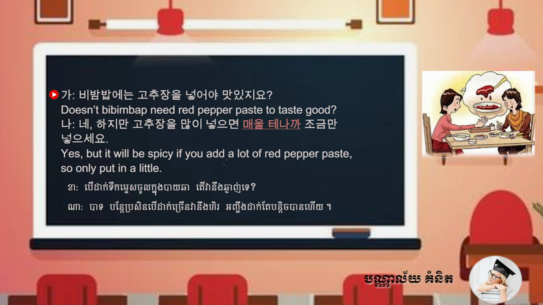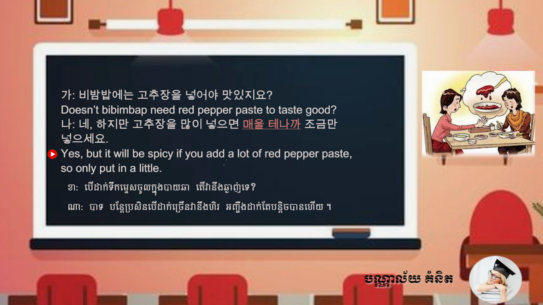A asks: 비빔밥에는 고추장을 넣어야 맛있지요. Doesn't bibimbap need red pepper paste to taste good? B answers: 네, 하지만 고추장을 많이 넣으면 매울 테니까 조금만 넣으세요. Yes, but it will be spicy if you add a lot of red pepper paste. So, only put a little.